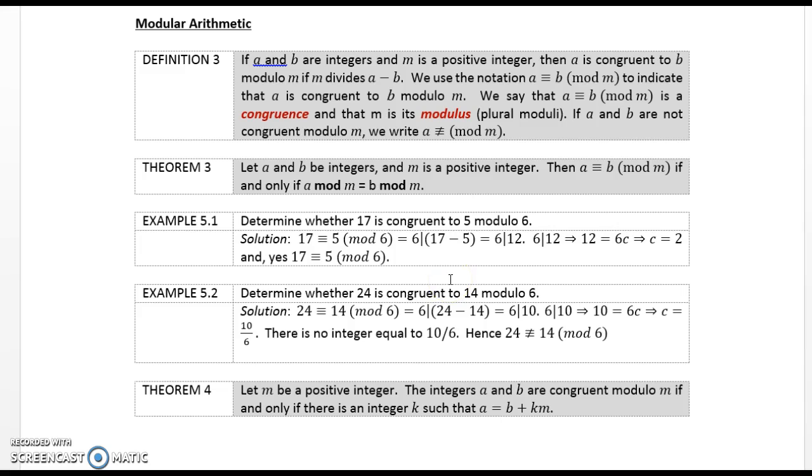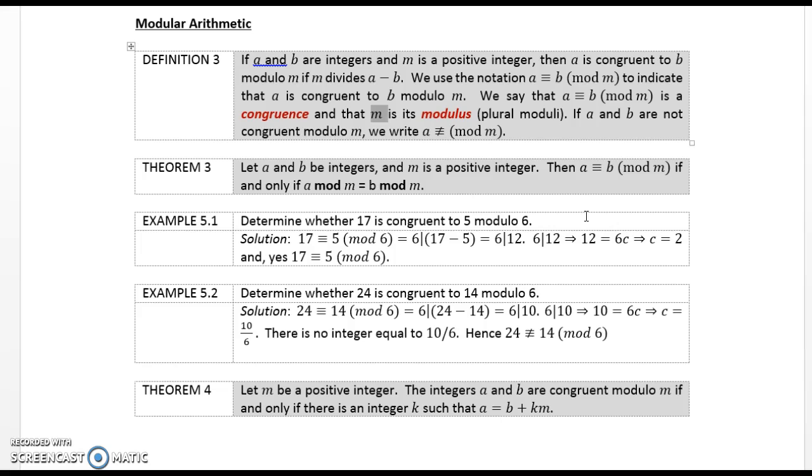Modular arithmetic. Definition 3. If a and b are integers and m is a positive integer, then a is congruent to b modulo m if m divides a minus b. We use this notation, a ≡ b (mod m), to indicate that a is congruent to b modulo m. We say that a ≡ b (mod m) is a congruence and that m is its modulus. The plural of modulus is moduli.